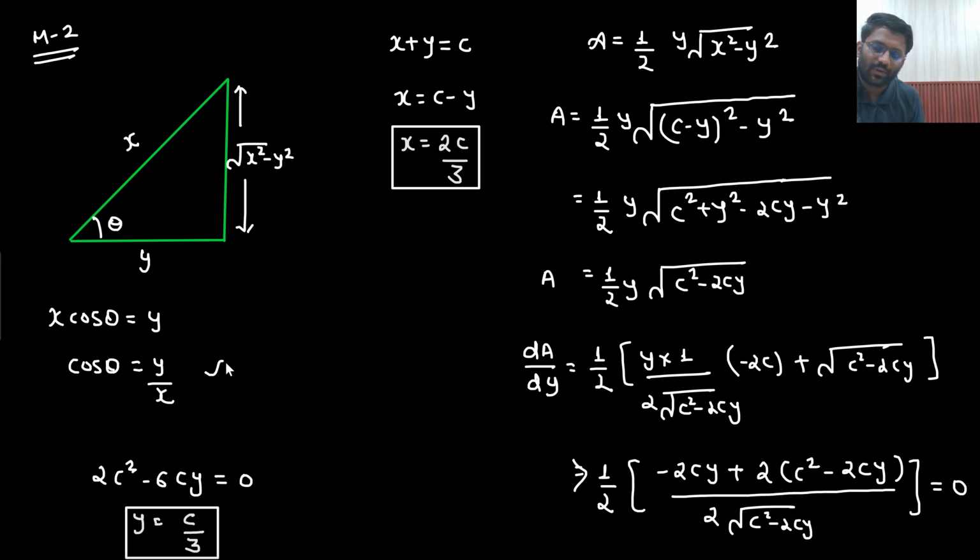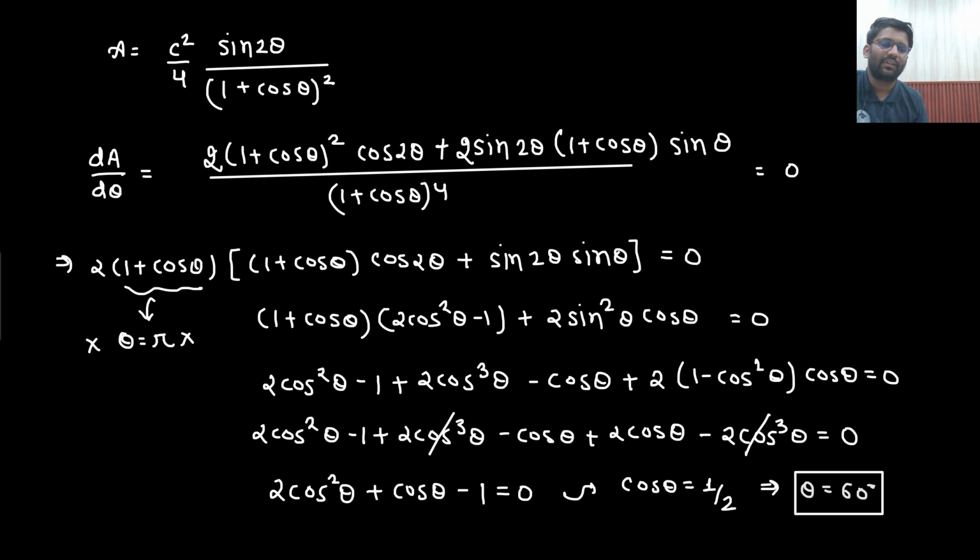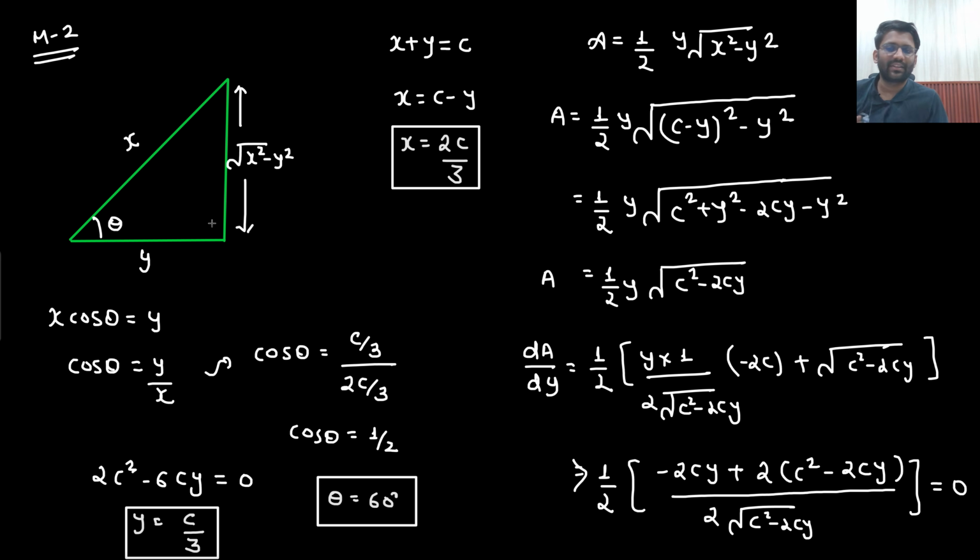So now from here, what is the value of cos theta you are getting? Cos theta you are getting is c by 3 divided by 2c by 3. So cos theta is coming out to be 1 by 2. So theta is coming out to be 60 degree. Although I would say that this calculation is easier than the previous one, right?